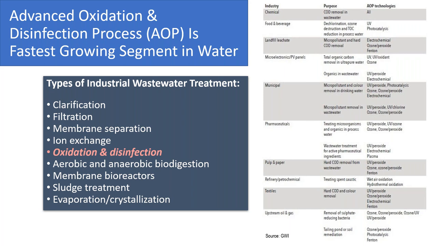On the right-hand side, it's a little small, but this is just AOP, advanced oxidation processes like ozone, UV, peroxide, etc., which have many, many applications within industry. And so this is truly a platform with a widespread application set. Next slide.